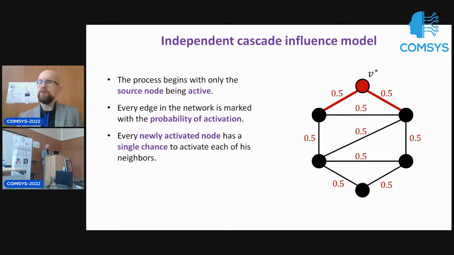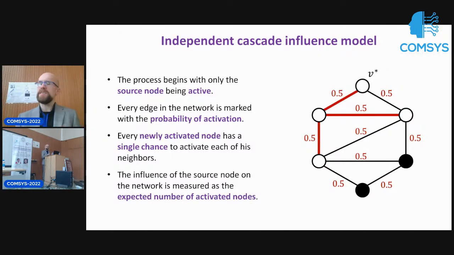So at the beginning, again, only the source node, V star, is activated, and it has a chance to activate each of its two neighbors. Let's say that it managed to flip a coin for the left neighbor. Now this left neighbor, a newly activated node, has one chance to activate each of its neighbors. Let's say that it managed to activate both of them. Now these newly activated nodes have a chance to activate their neighbors, but let's say that they all failed. So now the process stops, right? There are no newly activated nodes. We can see that this particular iteration of the process managed to activate four different nodes.